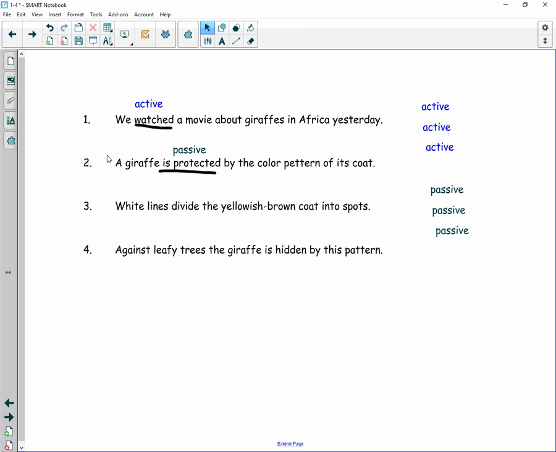That is passive. If I was going to make it active, I would say the color pattern of its coat protects the giraffe. White lines divide the yellowish-brown coat into spots. No form of be here, so it has to be active.